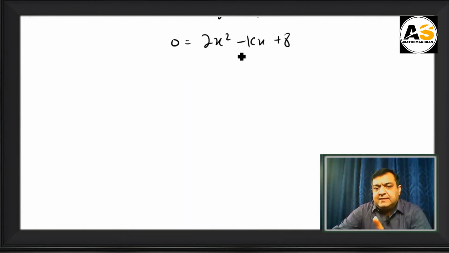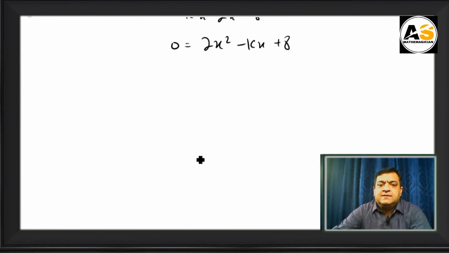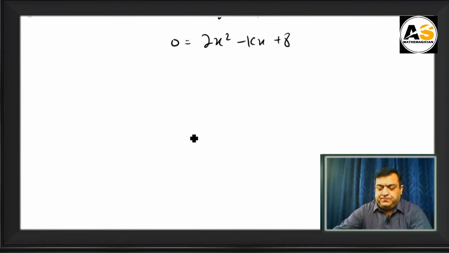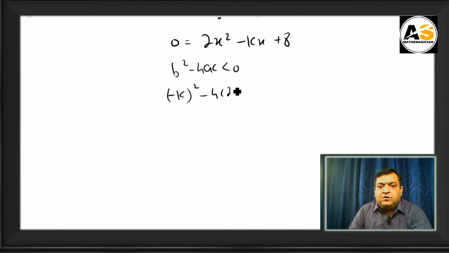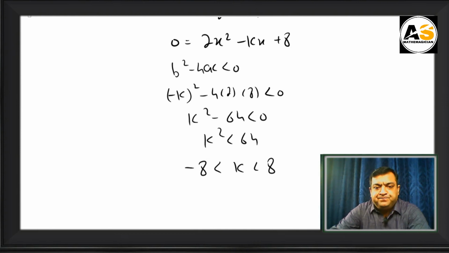Now, the discriminant of this equation must be such that the line does not intersect. It means this discriminant must be less than 0. That is b square minus 4ac is less than 0, minus k square minus 4 into a into c is less than 0. K square minus 64 is less than 0. K square is less than 64. It means k is between minus 8 and 8. I hope it is clear.